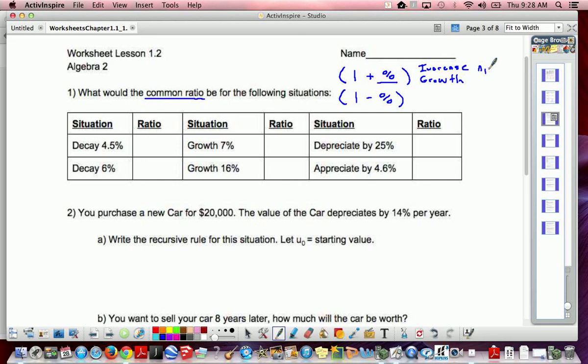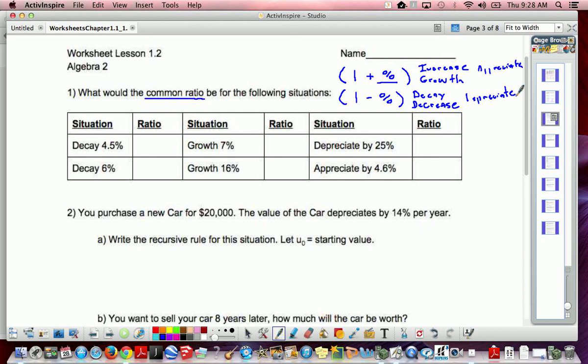appreciate, while the subtraction is like decay, decrease, right? And sorry, the appreciate, forgot the E, or depreciate. So, when doing these, what I want to do is look at the keyword and whether or not I'm adding or subtracting it to 1.